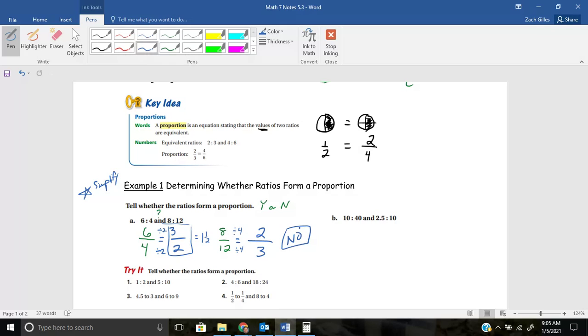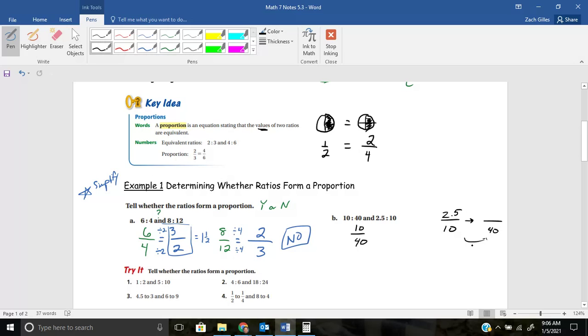No. Okay. Let's try letter B, where it says 10 40ths, so 10 to 40, and 2.5 to 10. Let's try and see if these are proportionate. Well, maybe you want to try getting the same denominator to be able to compare them, right? This denominator is 40, this denominator is 10. Could I make 10 into 40ths?